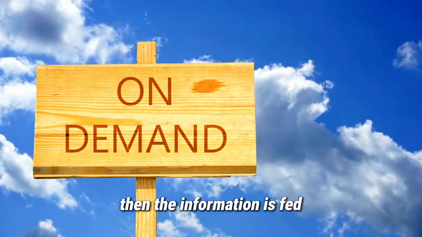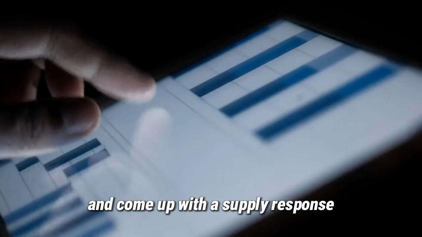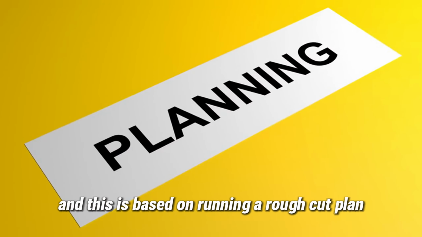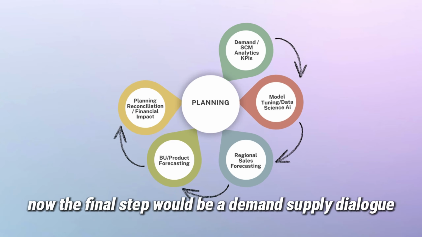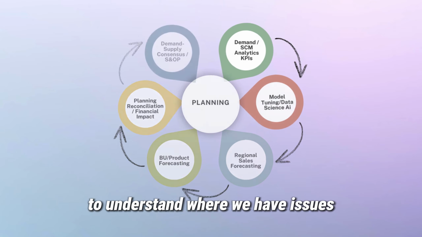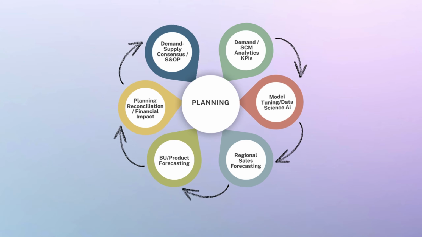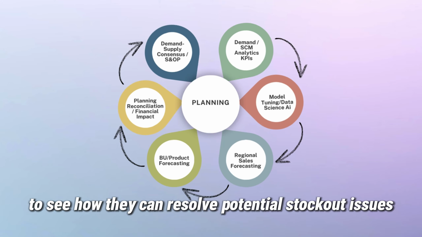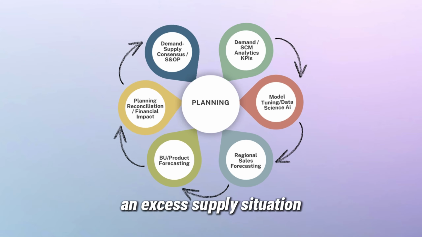Then the information is fed to supply planners in week 2, and supply would just review and come up with a supply response. And this is based on running a rough cut plan and a production plan. Now, the final step would be a demand-supply dialogue to understand where we have issues and how they can be solved collaboratively. And this information may feed both the sales teams and the product teams to see how they can resolve potential stockout issues, potential supply issues, what kind of programs can be implemented to address an excess supply situation.